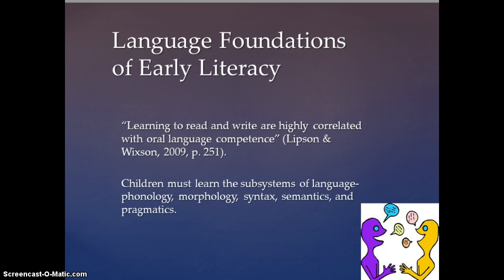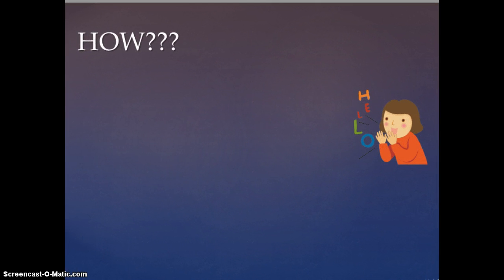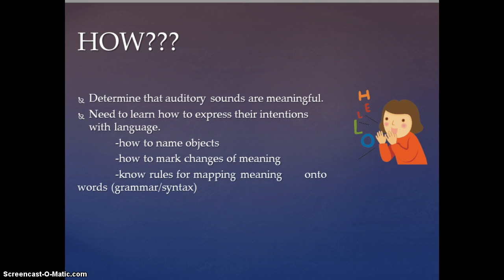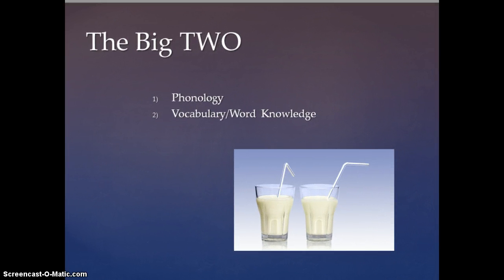Oral and written language are interactive, meaning that they're influenced by context, and so oral language competence overlaps with learning to read. And we know this is a throwback from your 514 class, but children must learn the subsystems of language, which are phonology, morphology, syntax, semantics, and pragmatics. So how do students do this, right? So they determine that auditory sounds are meaningful. They need to learn how to express their intentions with language, specifically how to name objects, how to mark changes of meaning, and how to know or learn the rules for mapping meaning onto those words. So they start to develop this idea of grammar and syntax, right? So we're still talking about oral language for the purpose of this presentation.